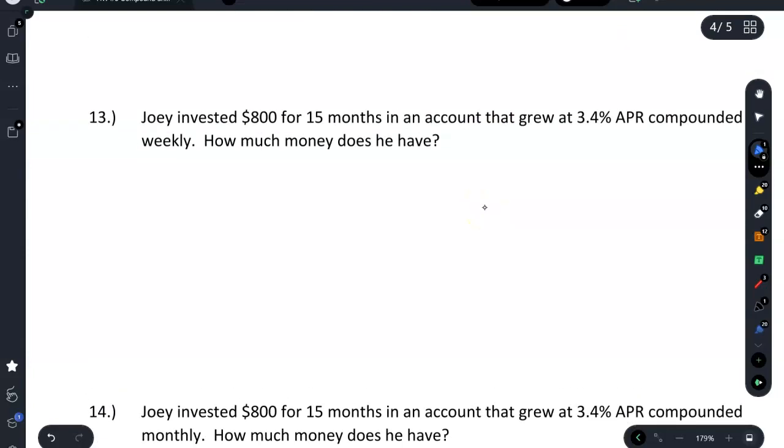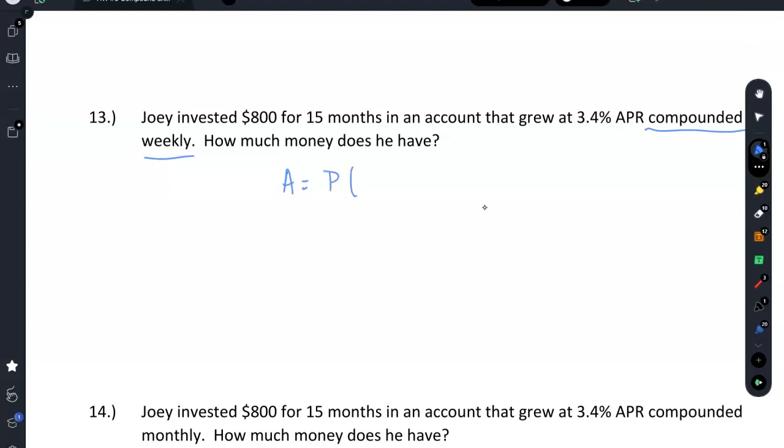So number 12 is a very similar setup. Number 13, Joey invests $800 for 15 months in an account that grew at 3.4% APR compounded weekly. So as soon as I see compounded weekly, go ahead and write down the formula for compounded when I know what my N is. And it's not compounded continuously. So he invested $800, so that's how much money he started with. The APR was 0.034 in weekly. If you look back at the chart, weekly was 52.